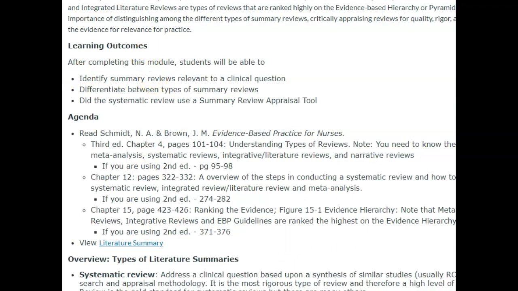All right. So the purpose is to look up a summary that you have. After completing this module, the students will be able to identify summaries relevant to a clinical question. That would be your PICO question. Differentiate between these types of summaries and do a critical summary of a rapid appraisal on your summary.